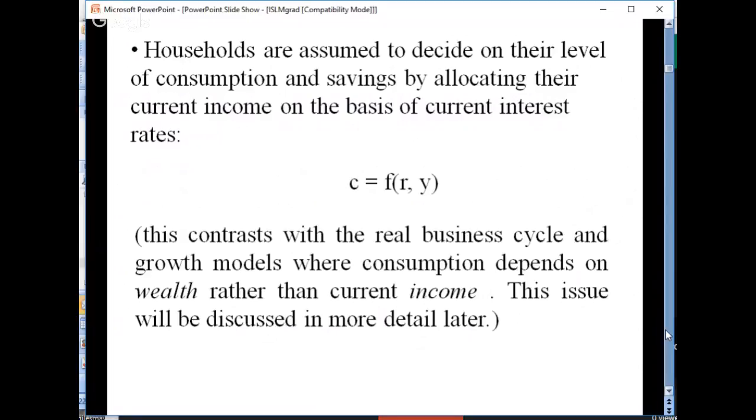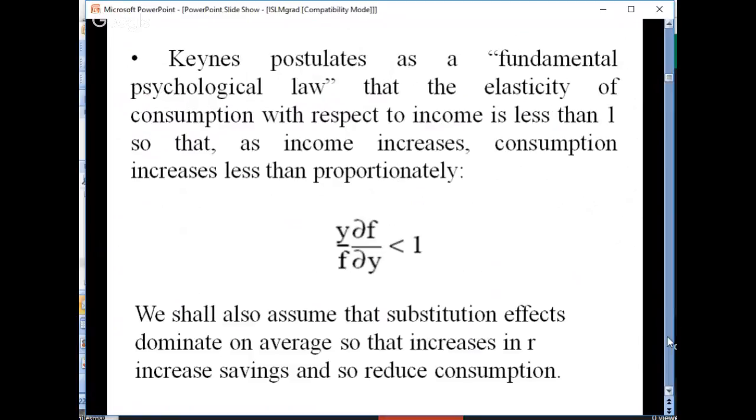We're going to assume that consumption is a function of interest rates and income. In contrast with real business cycle models where consumption depends on wealth rather than income. We'll talk about that later. And later on, in some of the critiques of Keynes, Milton Friedman and others used wealth rather than income also. He assumes that the marginal propensity to consume is less than 1.